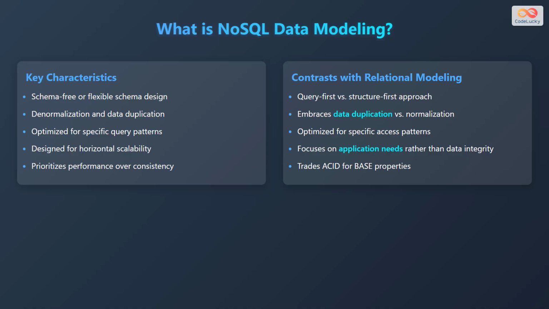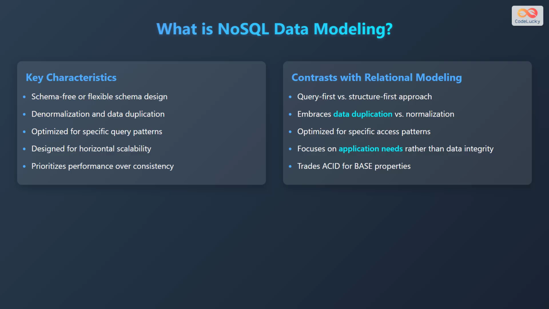NoSQL databases often use schema-free or flexible schema designs. It allows you to store different types of data in the same collection. They also use denormalization and data duplication to optimize the speed of data retrieval. NoSQL databases are optimized for specific query patterns. This means the way you store your data is influenced by how you intend to retrieve it.